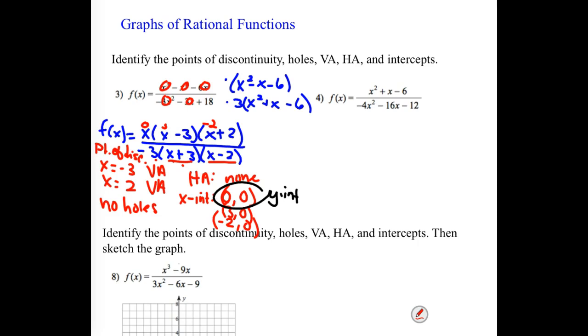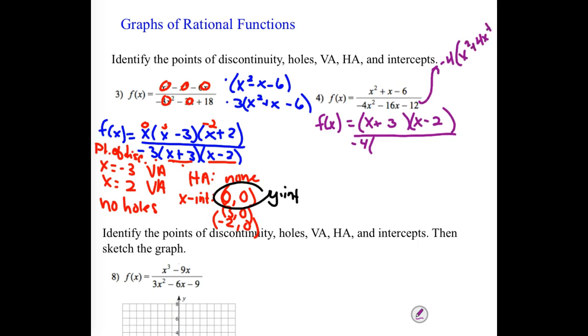Second one, how does it factor for the numerator? Okay, x plus 3, x minus 2. Denominator, what can we pull out? If we take a negative 4 out of here, we have x squared plus 4x plus 3. So that would factor into x plus 3, x plus 1.